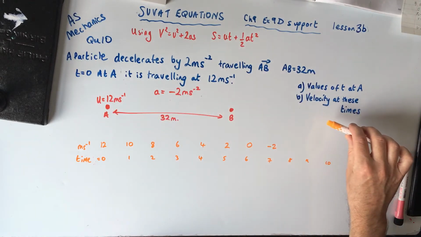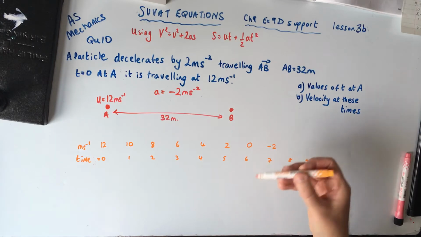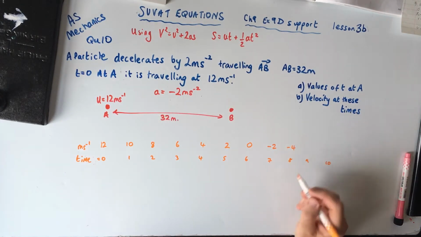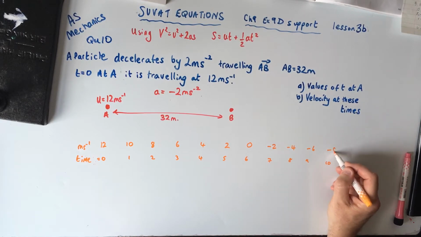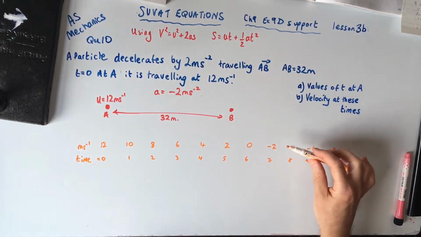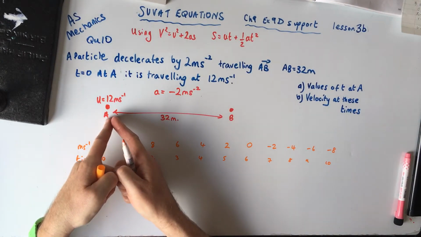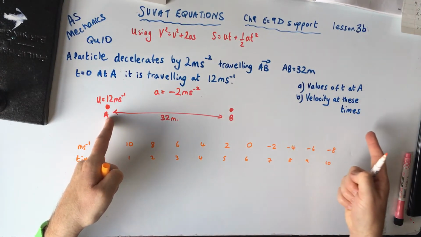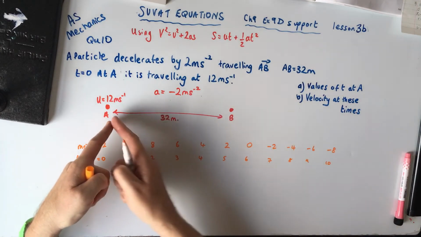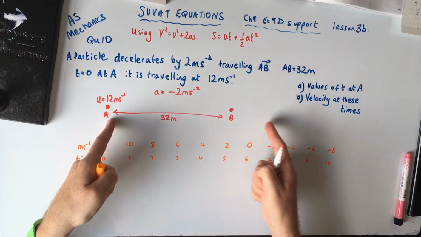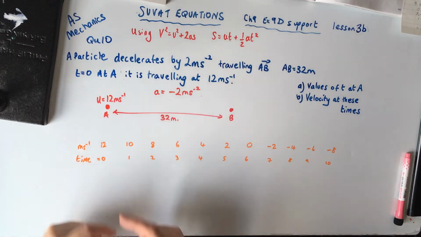So this is our positive direction. The minus means it's going back that way, and then at 8 seconds it's -4, -6, and -8. So it's actually speeding up again, but going in the opposite direction. So this particle is going along here, slowing down, stopping. It started off fast, it's slowing down, it stops, and then it goes back this way.